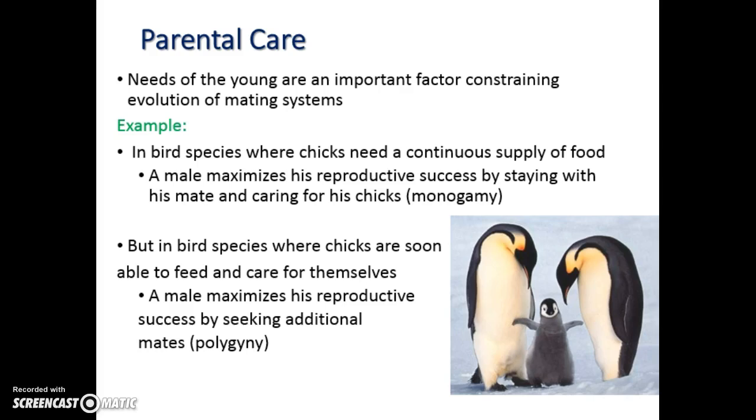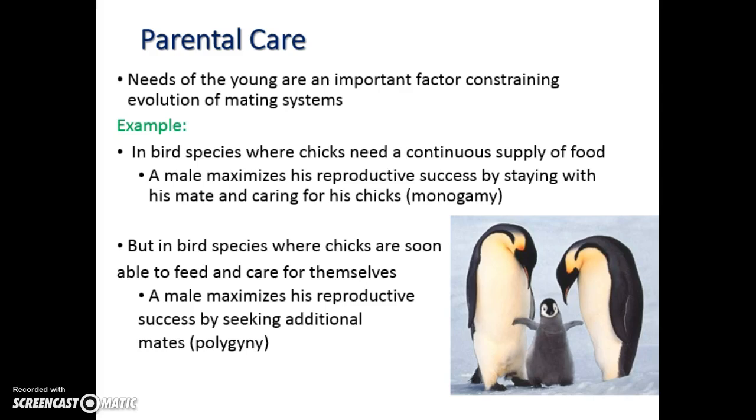So the needs of the young are an important factor that's going to influence how mating systems evolve. In bird species where chicks need a continuous supply of food, it's important for a male to maximize his reproductive success by staying with his mate and caring for the chicks. So in this case, it benefits the species to have a monogamous mating system. But in a bird species where the chicks are soon able to feed themselves or take care of themselves, the male can maximize his reproductive success by seeking additional mates, and as many as he can. Therefore, there is a tendency for that species to have a polygynous type of mating system.